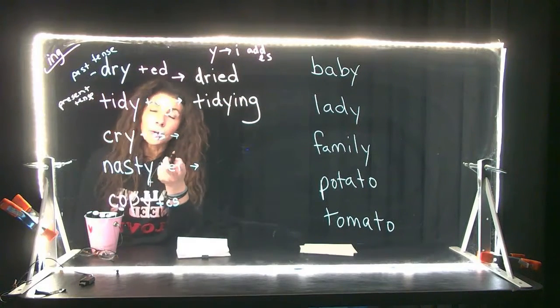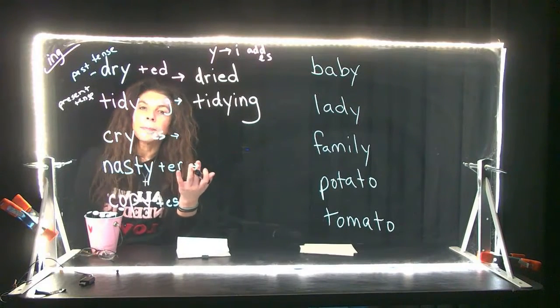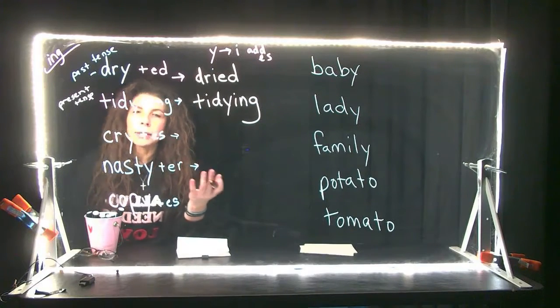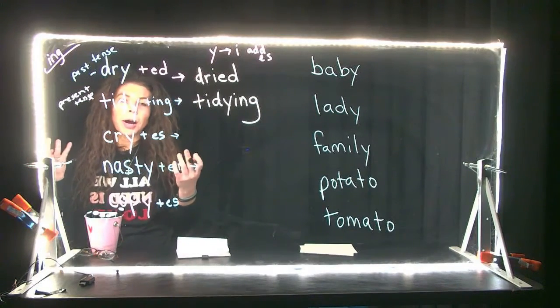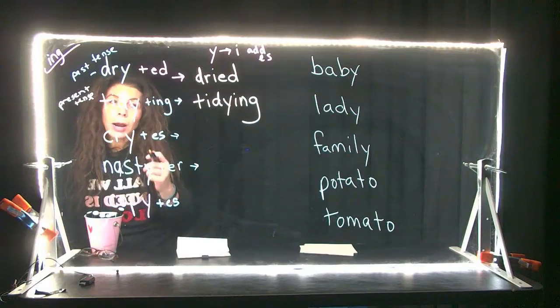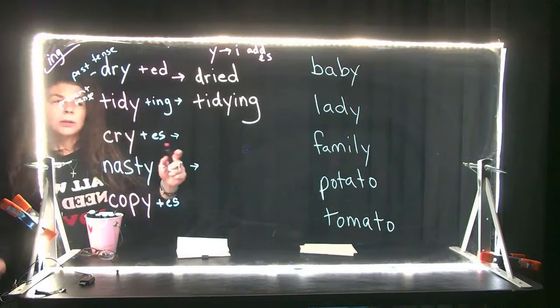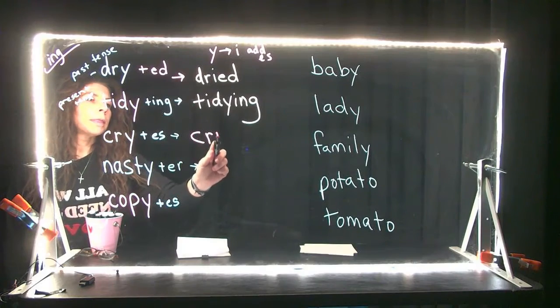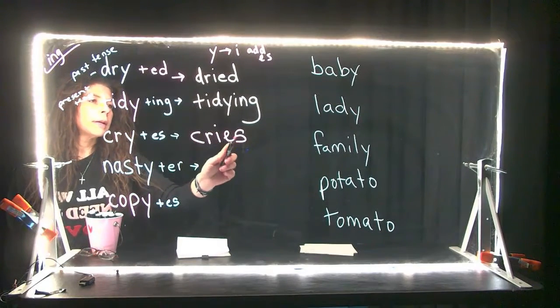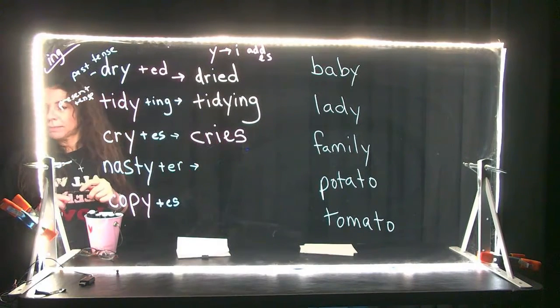Okay, so this is a verb, subject-verb agreement, right? The baby cries. If you want to say the baby cries, you have to change that Y to an I and add ES. The baby cries.